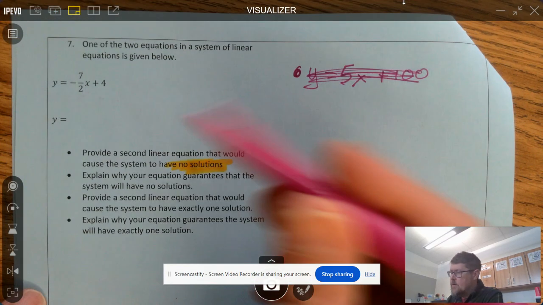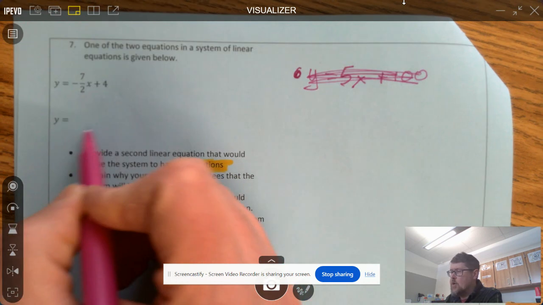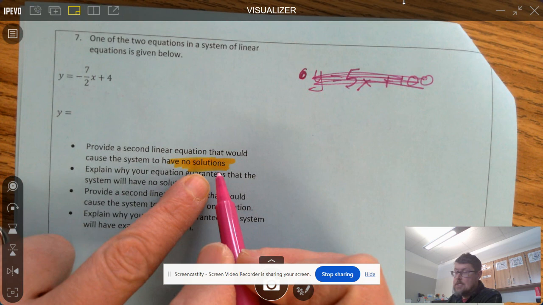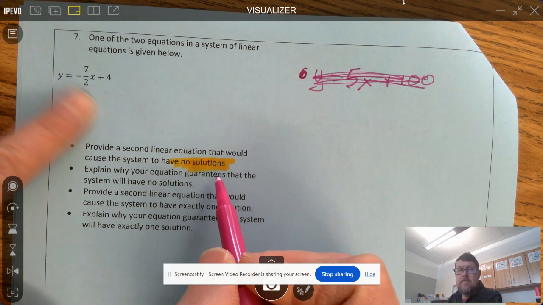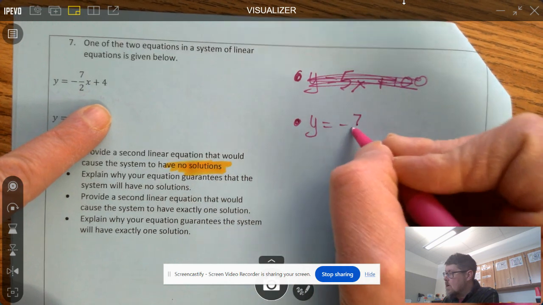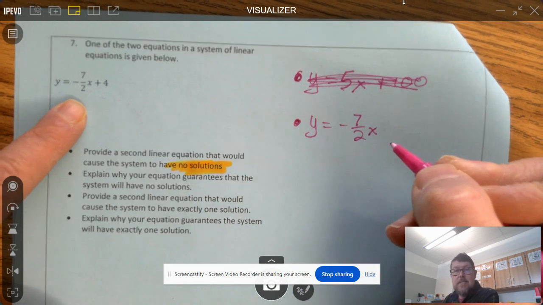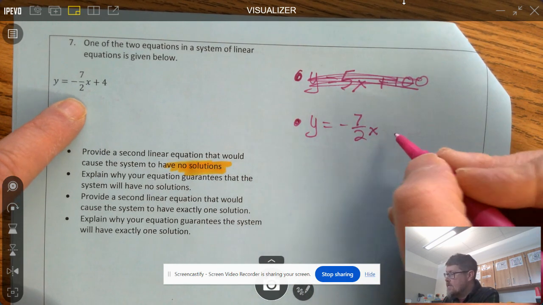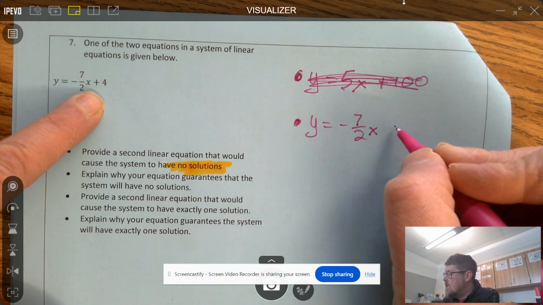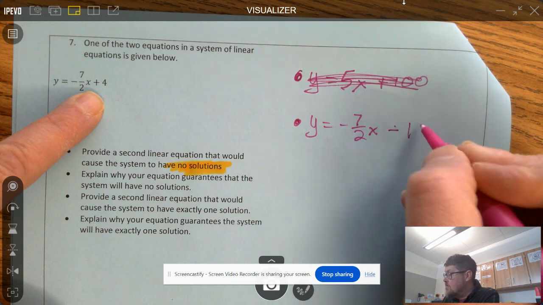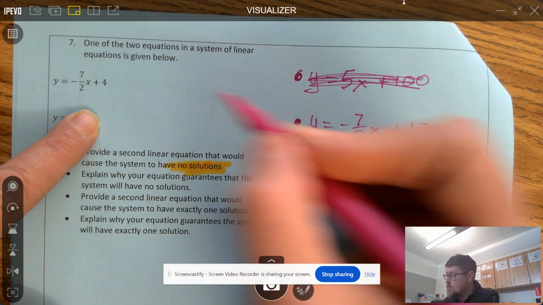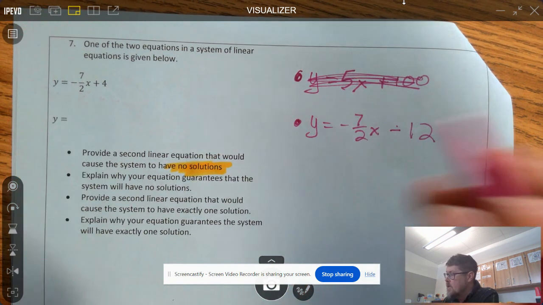So the idea here is you want to provide a second equation that makes this system of equations have no solutions. And the idea here is that you need the same slope but different y-intercepts, right? So all I need to do is make sure that I have this as negative 7/2 x, and then give a different number here. It could be 0, it could be negative 4, it could be 12, minus 12, really anything, right? As long as the slopes are the same and the y-intercepts are different, then you're good, right?